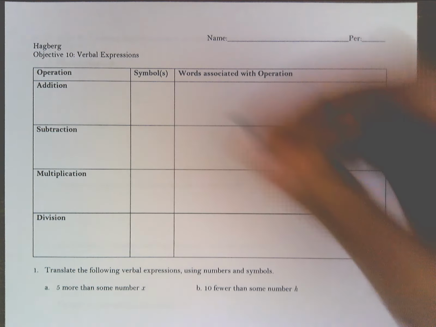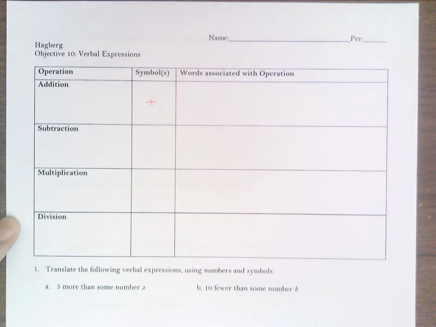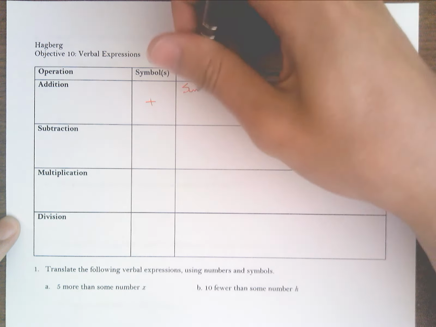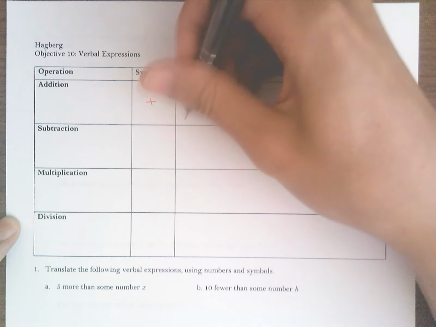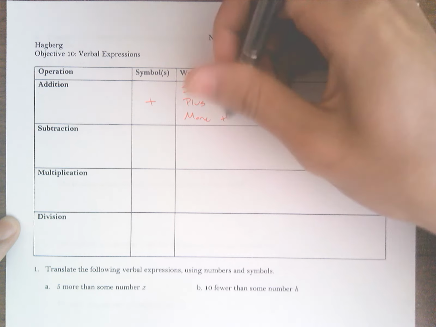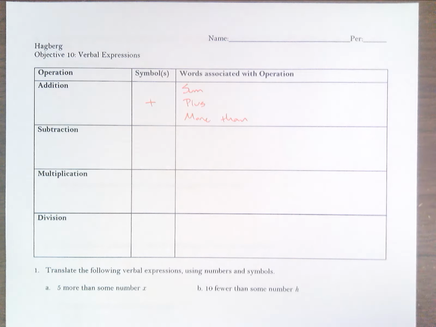The symbol for addition is, of course, plus. And ways that we would see this in a verbal expression would be sum, plus, or more than. So if we see something is more than another, then we're thinking addition.